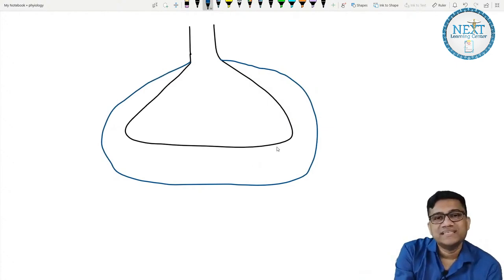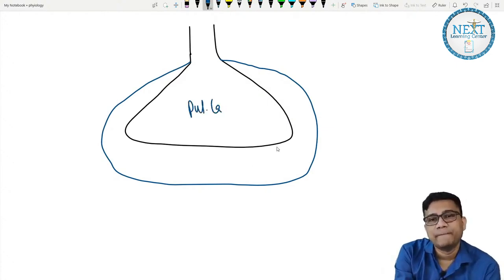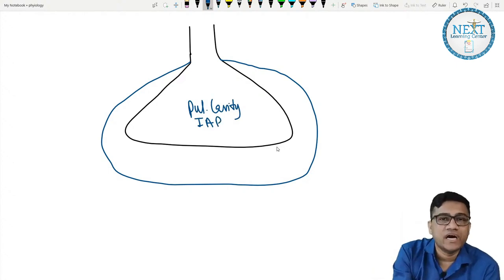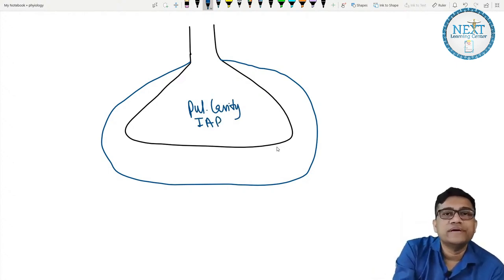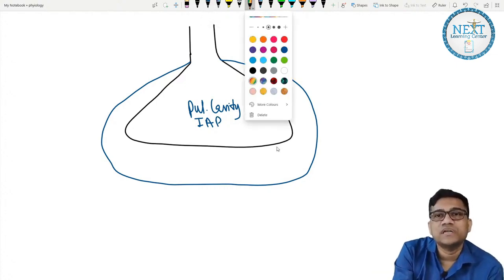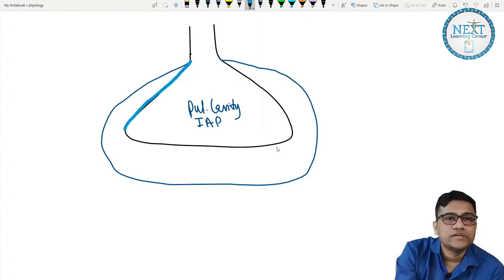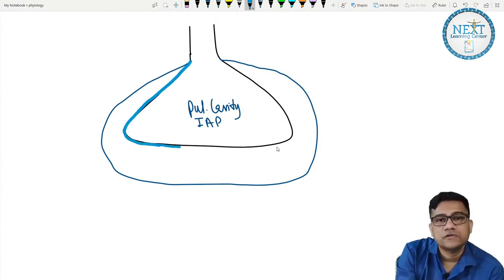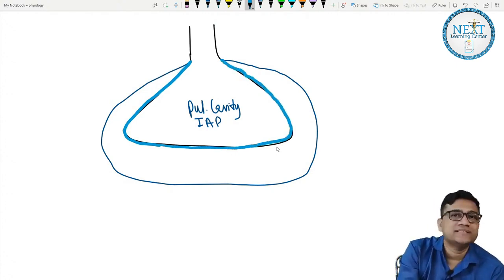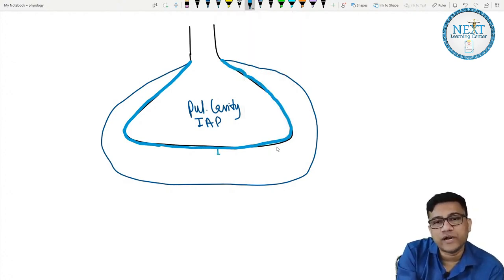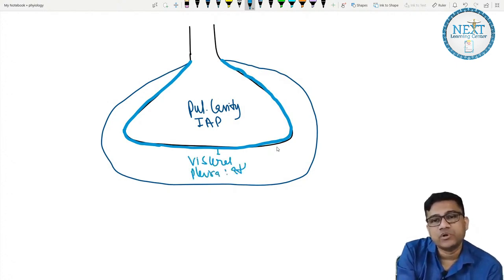Now, first question: this is your pulmonary cavity, and the pressure is IAP. Just outside the lung there is a double-layered cavity with two layers. One layer, which I'm marking in a different color, is attached to the surface of the lung. Can you see? This is called the visceral pleura, attached to the lungs.